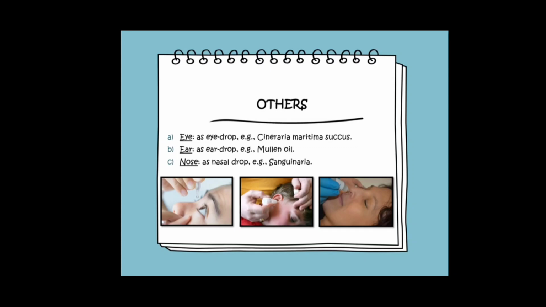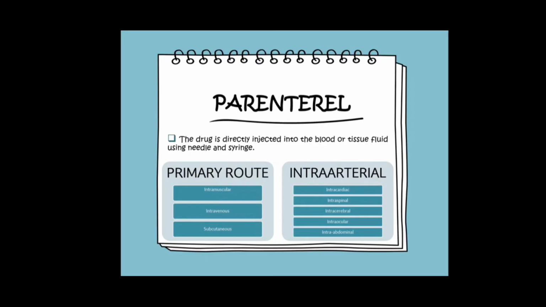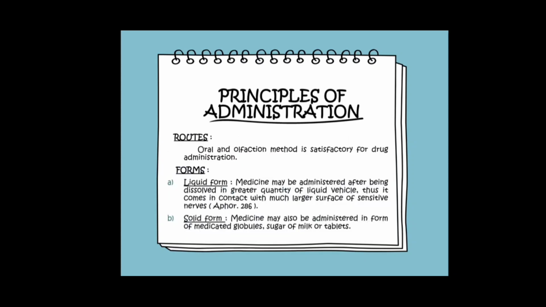Coming to the parenteral route. The drug is directly injected into the blood or tissue fluid using a needle and syringe. These are of two types, primary route and intra-arterial route. The primary route includes intramuscular, intravenous and subcutaneous. The intra-arterial includes intracardiac, intraspinal, intracerebral, intraocular and intra-abdominal. Parenteral means other than the enteric system, that is, other than the GIT.